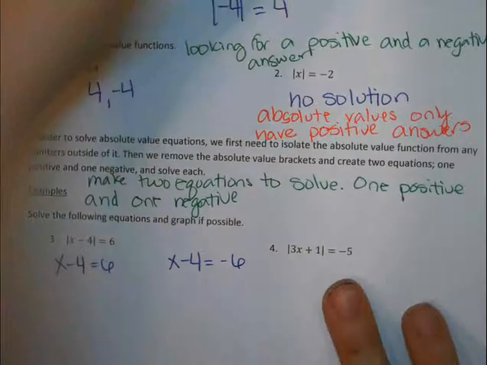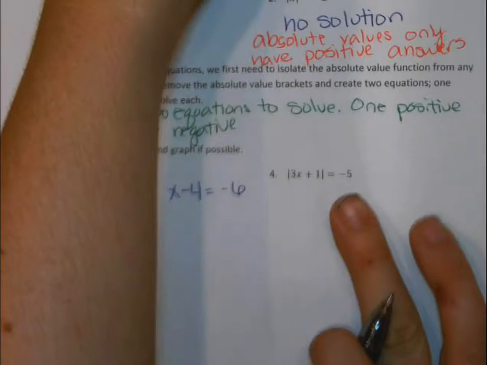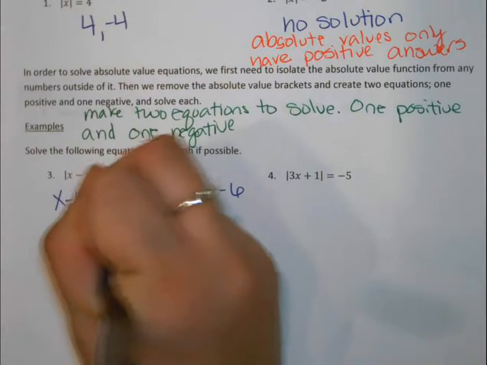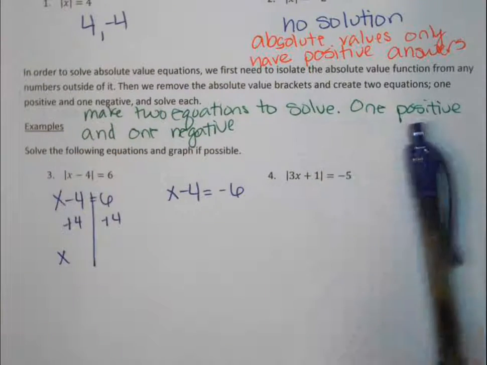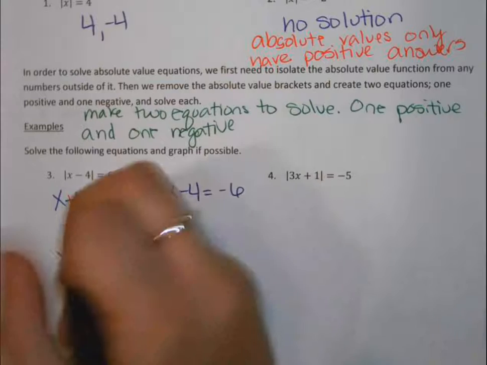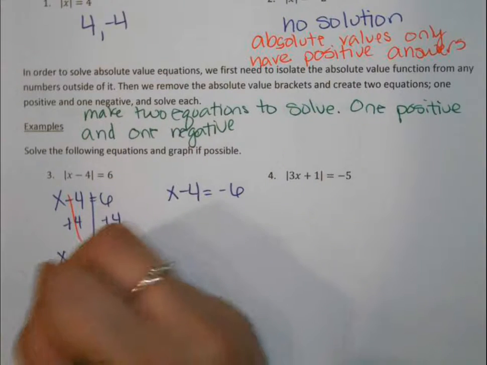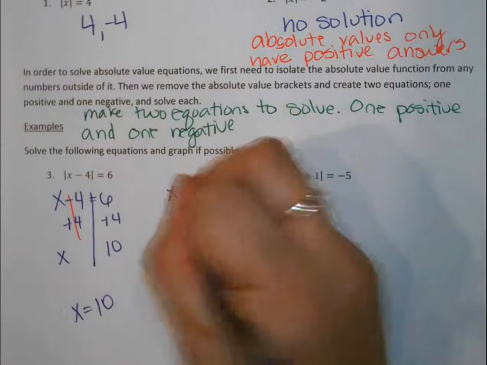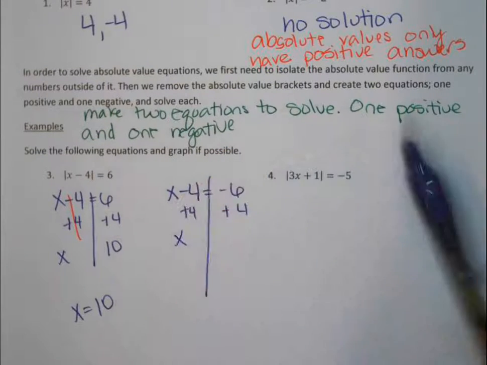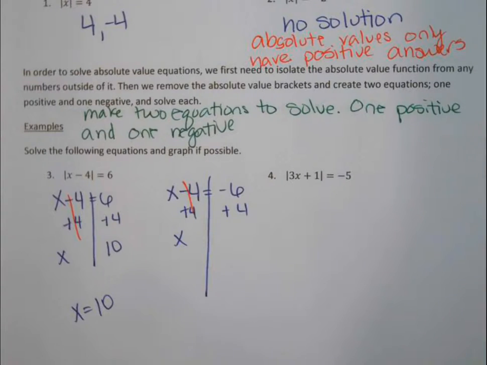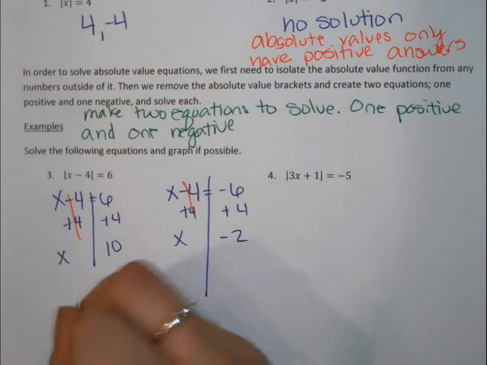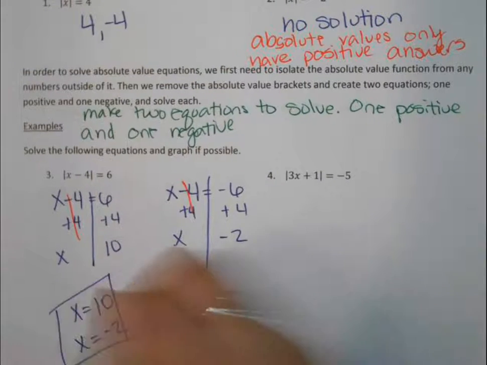So what I'm going to do now is solve both of these equations. I'm going to add 4 to both sides on my first one. I get x. The 4s cancel out. 6 plus 4 is 10. So I have one answer: x equals 10. I'm going to do the same thing on the second one. I'm going to add 4 to both sides. I get x on the left because my 4s cancel out. Negative 6 plus 4 gives me negative 2. So I have another answer of x equals negative 2.